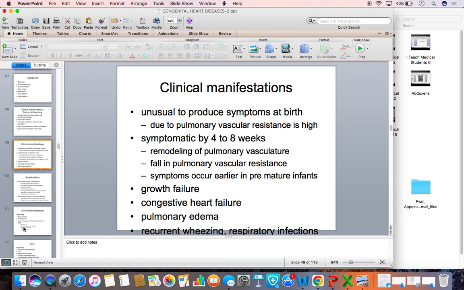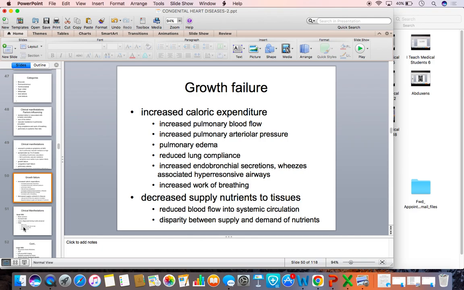Symptoms have earlier onset in premature infants when compared to term infants. They could be growth failure, features of congestive heart failure, pulmonary edema, and recurrent wheezing and respiratory infections. When the child is growing from infancy to childhood, there is a gradual fall in the pulmonary vascular resistance and increasing blood flow into the pulmonary circulation, and there is growth failure, congestive heart failure, recurrent respiratory infections and wheezes.